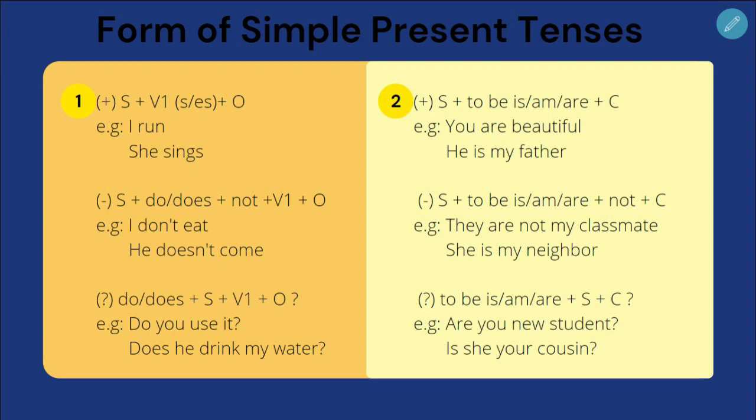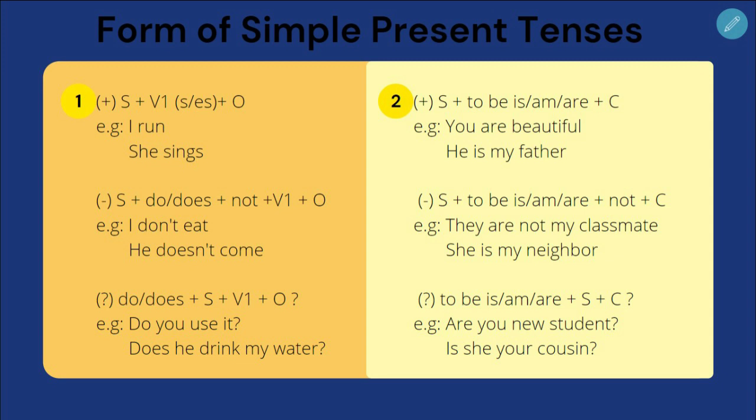Okay, for interrogative, does plus subject plus verb 1 plus object. For example, do you see it? Does he drink my water? Does is used for a third person singular subject like she is. For the other subjects, we use do. Okay, next is nominal form.